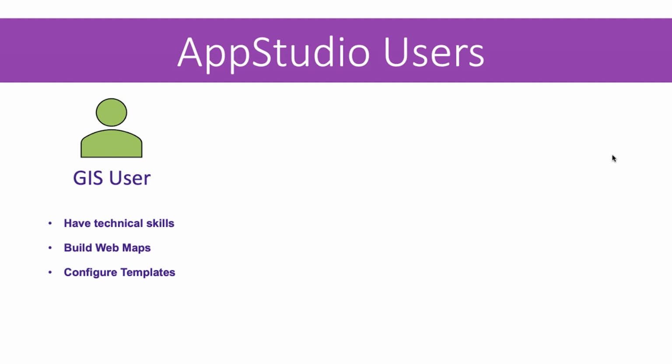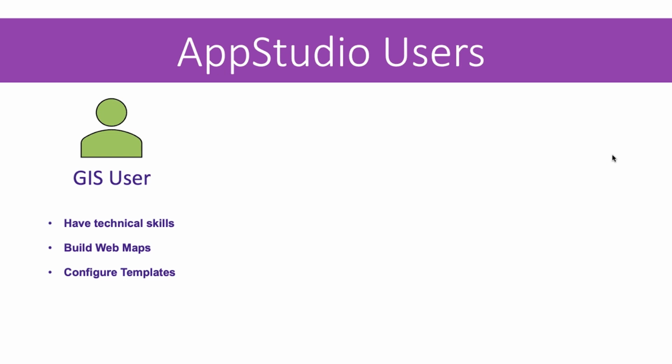We have different AppStudio users or user personas. One is the GIS user, and this is someone that might have some technical skills. They can build a web map. They can configure a template. They can use maybe ArcGIS Online or Enterprise as a creator, as a user, and create things. This person can use AppStudio because they can simply configure one of our templates out of the box and create their own app.